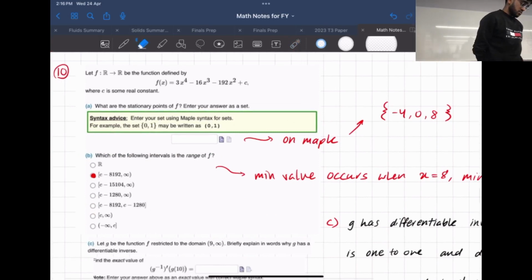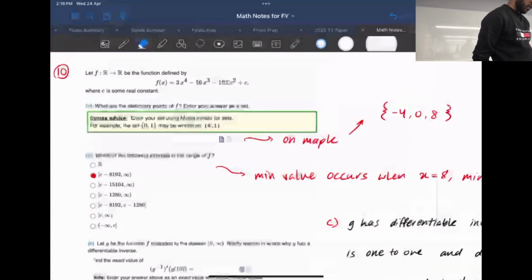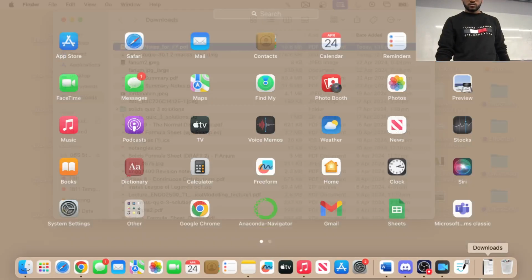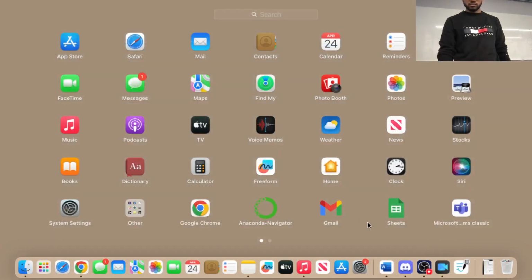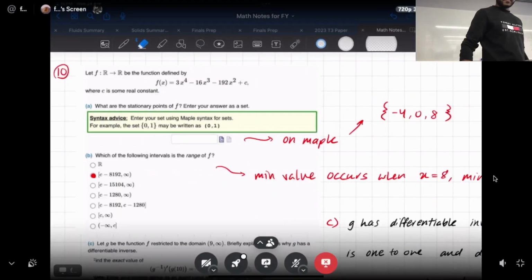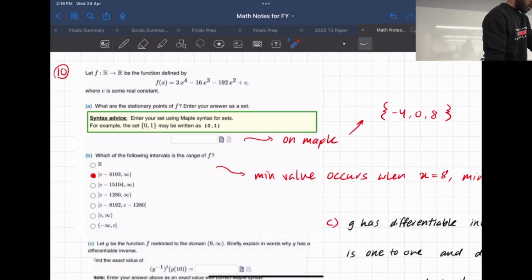Alright, question number 10 or 11. What are the stationary points of F? How do you find stationary points? Pretty easy. Derivative equals 0. You can do this on Maple. So, where's my Maple? I've lost it. Never mind, I don't have Maple. Because it's a cubic, I can't really do it by hand. So you just do it on Maple, and you get 3 values. The values they put out for me were -4, 0, and 8.